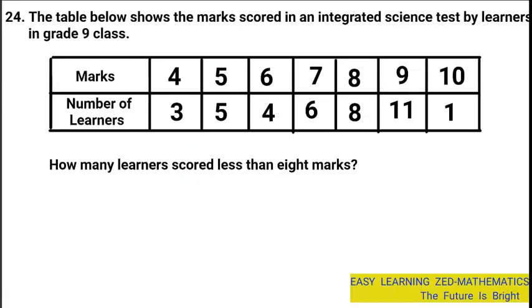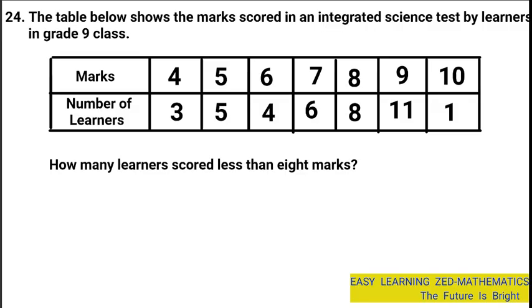Question 24 was as follows. The table below shows the marks scored in an integrated science test by learners in a grade 9 class. You need to take time and study the table. We have marks there, which range between 4 and 10. As you can see, there is 4, 5, 6, 7, 8, 9, 10. 10 was the highest mark recorded and 4 was the lowest mark recorded.